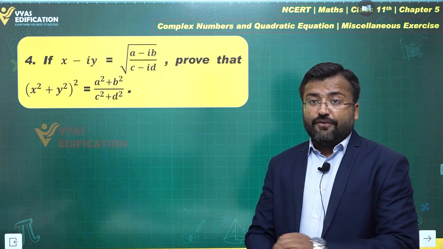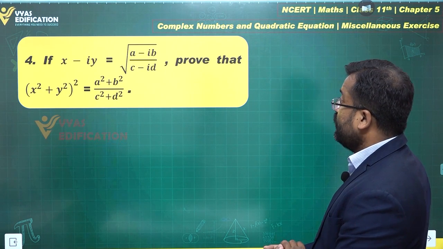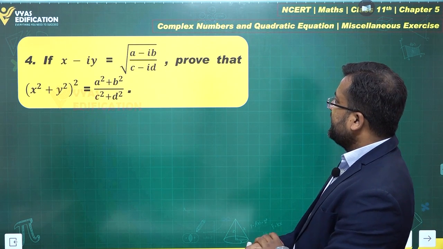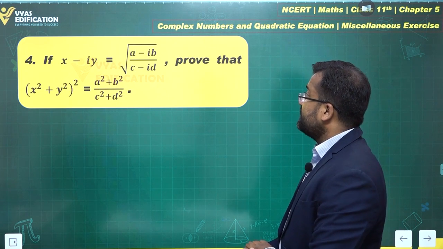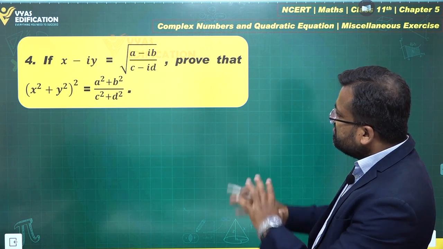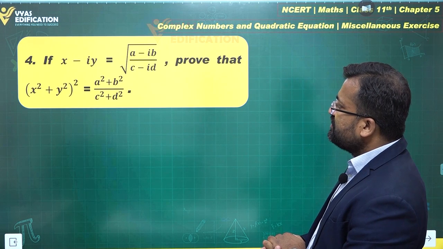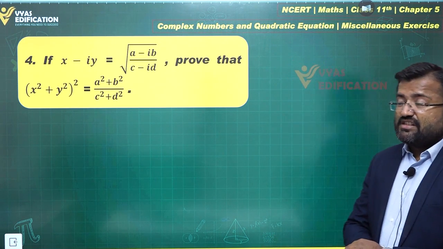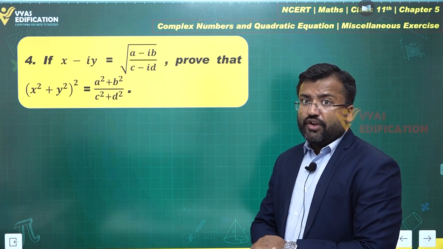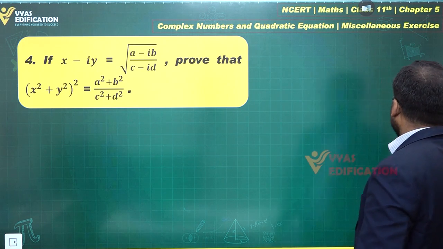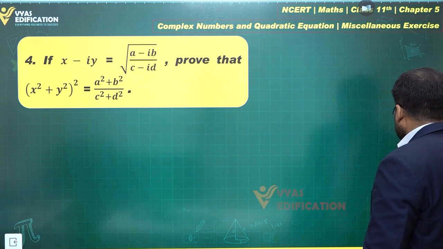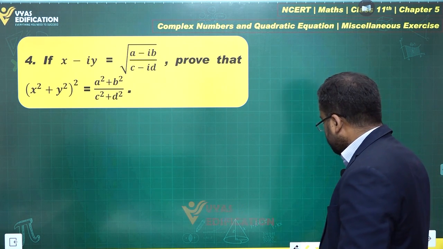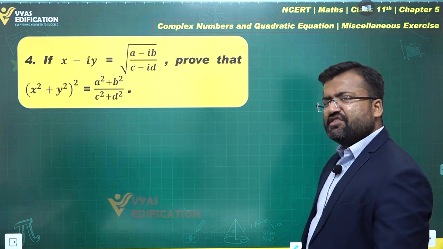Question 4th. If x minus iy is equal to the square root of this complicated expression, (a minus ib) upon (c minus id), prove that (x square plus y square) whole square is equal to (a square plus b square) over (c square plus d square). This is equal to this. Now how do we go about proving this? Okay, let's take a look at this. Now I'll discuss two methods with you.